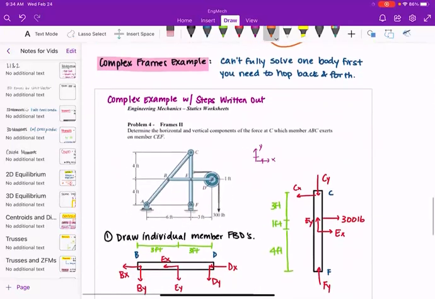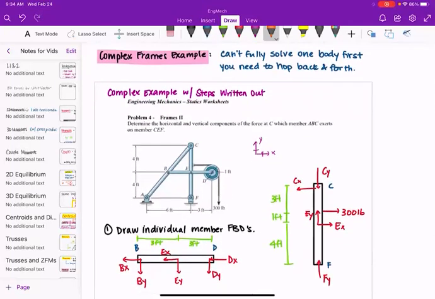So that was nice to explain some of the core fundamental things, but that's definitely not what you're going to see on the exam because that was pretty simple, right? So looking at a problem from frames 2, which is the more complicated frames problems, this one considers more members. Here we have 1, 2, 3, 4 different components of this structure.